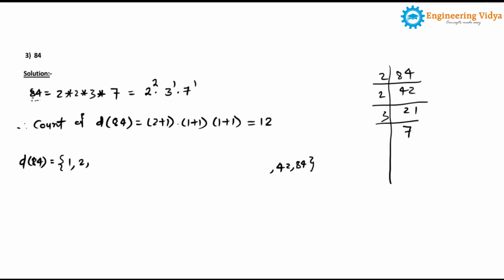Now check whether 3 can divide 84. Yeah, 3 can divide, I think, right? Here we have 84. So if I divide it by 3, 3 ones are 3, 3 twos are 6, right? 3 eights are 24. So 28 will come, right? So 28 is the quotient. So here I'll write 3 and here I'll write 28.